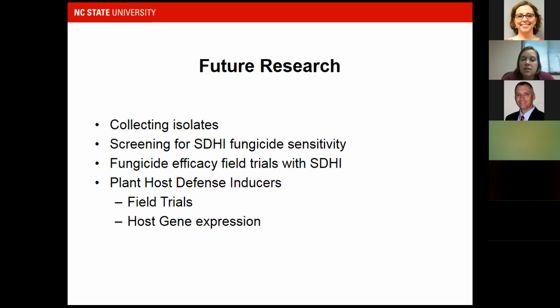And we also collected a bunch of plant tissue at the times that we applied these products. So what we can do with that is, in the lab, look at gene expression to see if certain defense genes were actually turned on by these products, or if these products are having any effect on the plant. So that's some future work that we get to do here in the lab.